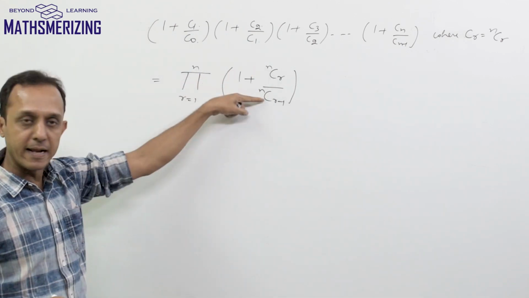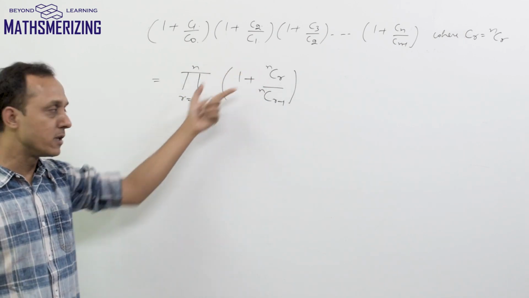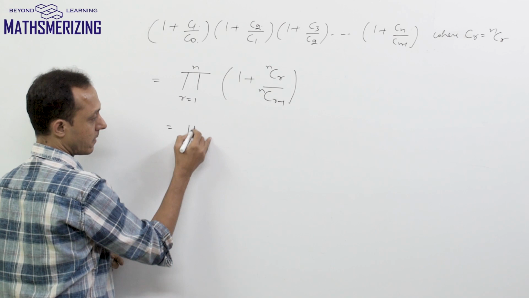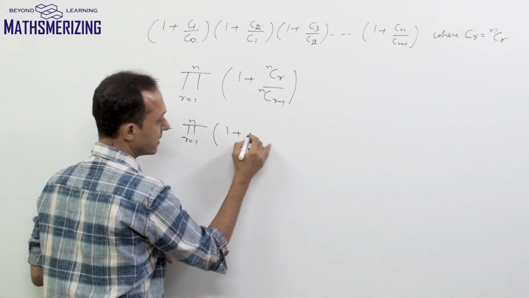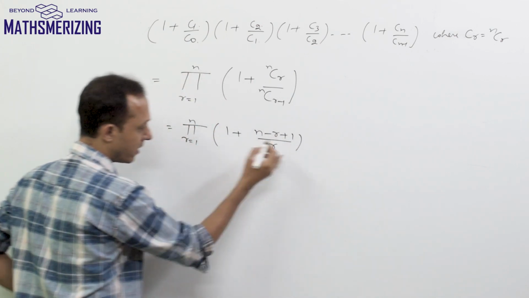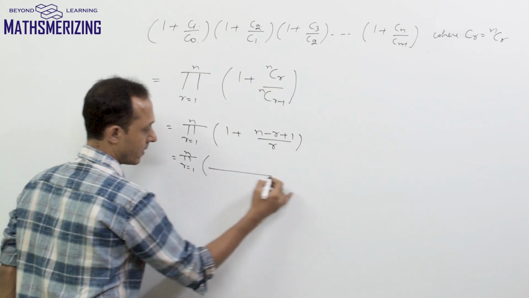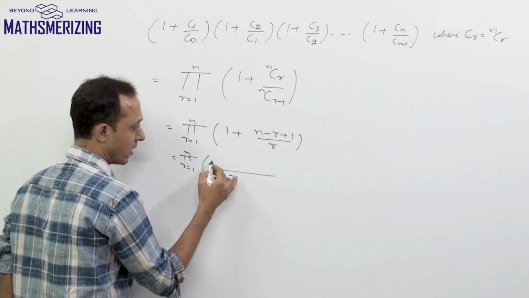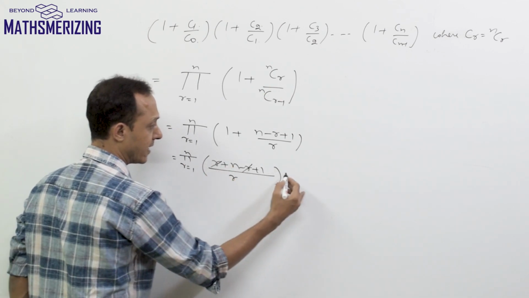Now here again I can see n is same and r differs by 1. So I can write it as product, value of r varies from 1 to n, and this is 1 plus n minus r plus 1 upon r. So if I take LCM, I can write r and here will be n minus r plus 1 plus r. So r and r will cancel.